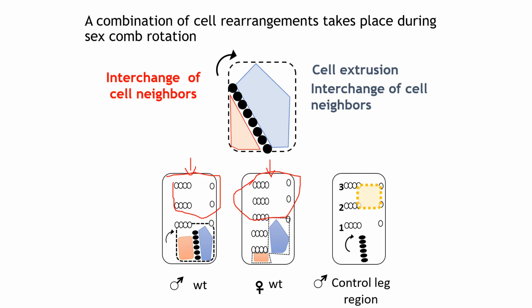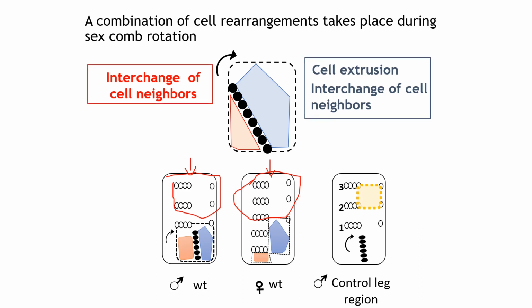And interestingly, we found that the cells are interchanging cell neighbors and are extruding both in females and in the control region. If you want, there is a paper published by one of our undergrad students describing in a lot of detail what happened in females, or you can also look in my thesis. However, what I wanted to tell you is that this process seems to be everywhere in leg elongation, so it seems not to be fundamental for the rotation.